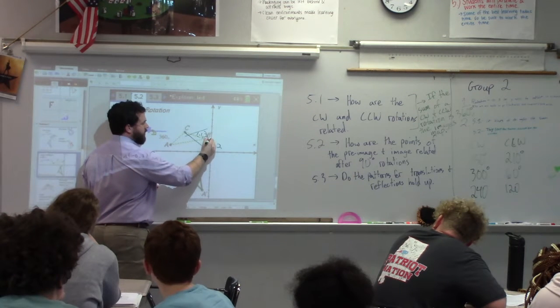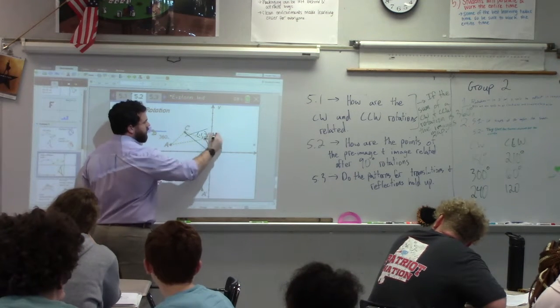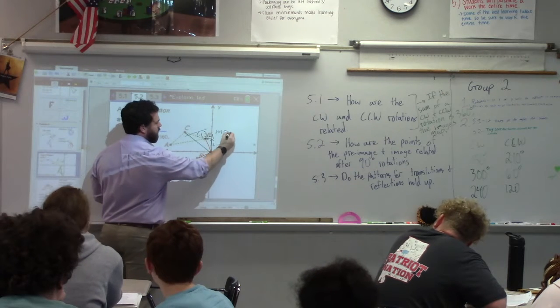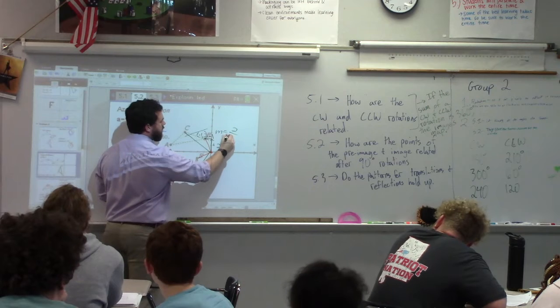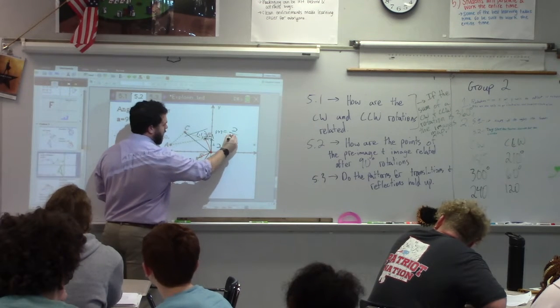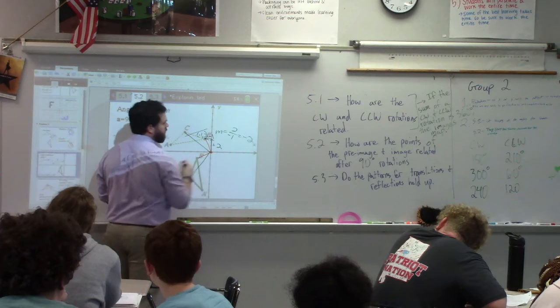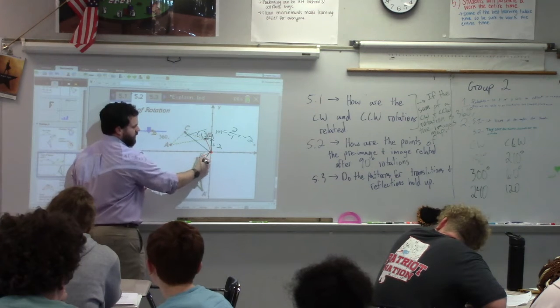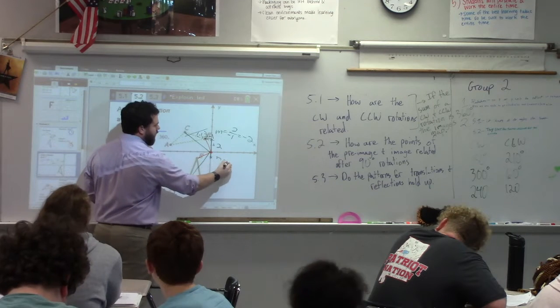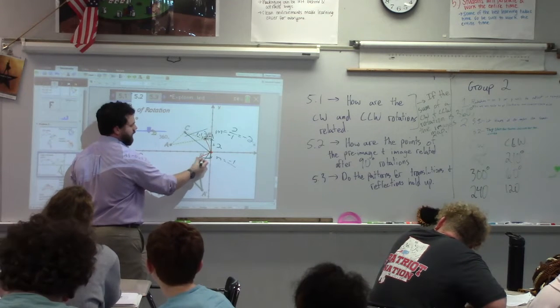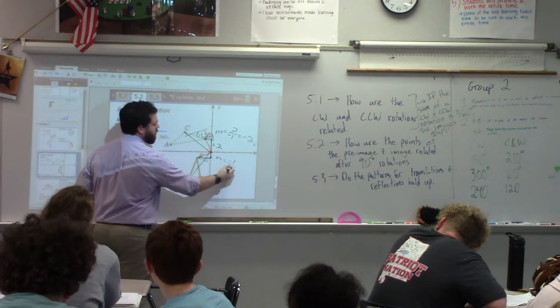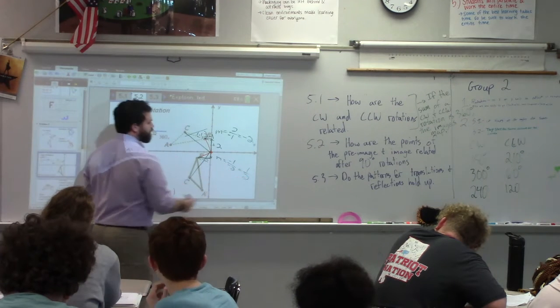Up 2, to the left 1. So what is that slope? 2 divided by negative 1, which is negative 2. If I look at this slope here for the orange, it's going down 1 and left 2, so it is negative 1/2.